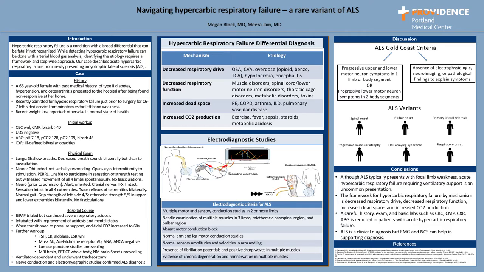For her exam, she had shallow breathing, decreased breath sounds bilaterally, but they were clear. A neuro exam showed an obtunded woman not verbally responding. She did open her eyes intermittently to stimulation. Pupils are equal and reactive to light, and she did move her limbs spontaneously. Her last neuro exam from prior hospitalization was unremarkable other than a 4 out of 5 grip strength on the left side.